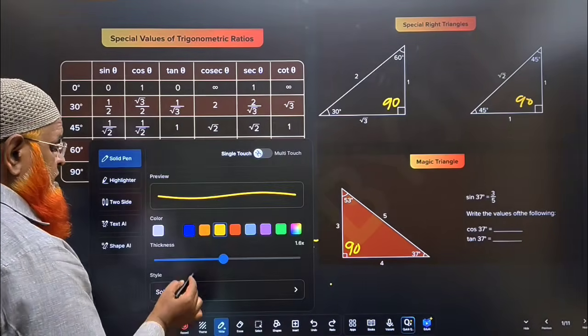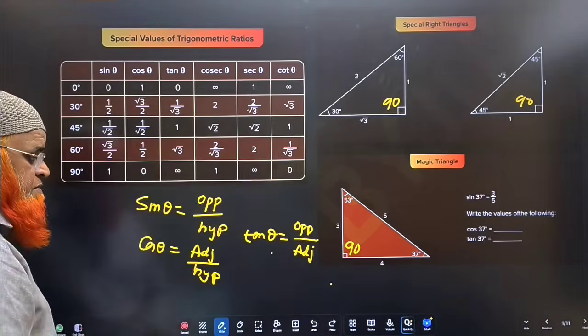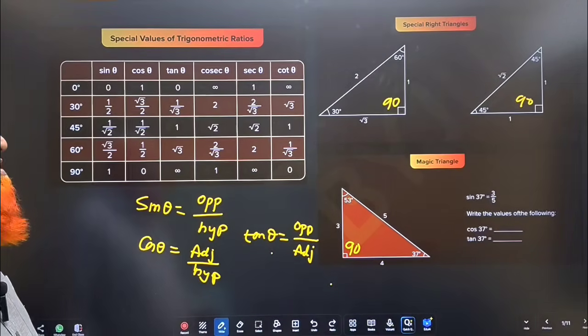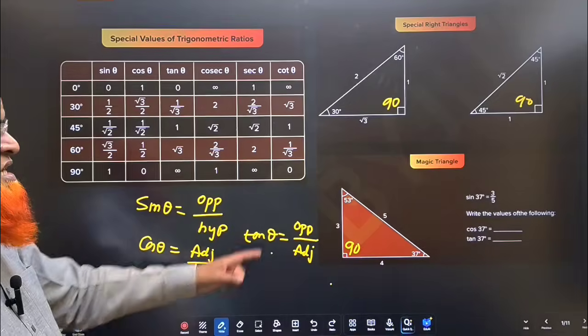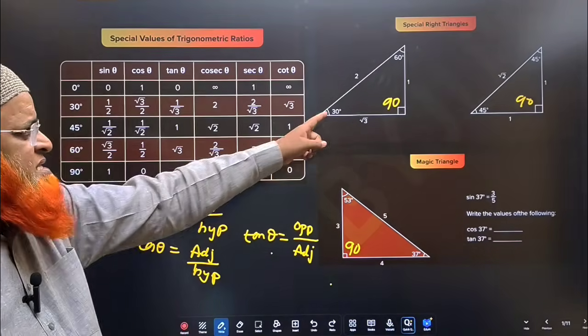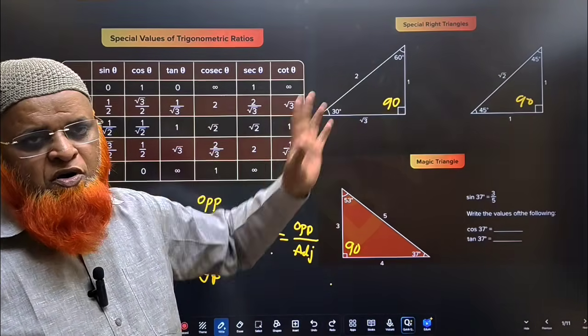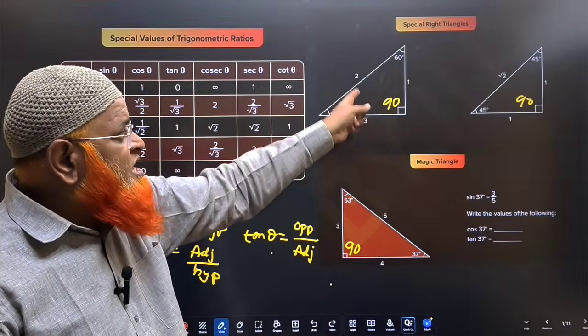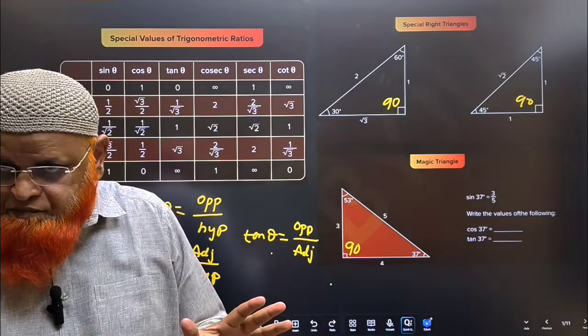Okay, so these children have learned the new concept which is not known to them. They don't know trigonometry at all. Trigonometry 10 में start होता शायद, नहीं? 10 में start होता. Okay, so these three triangles. See, if you know these formulas, sin 30 is equal to opposite side by hypotenuse, which is 1 by 2. Sin 60 is nothing but opposite side by hypotenuse, which is root 3 by 2.